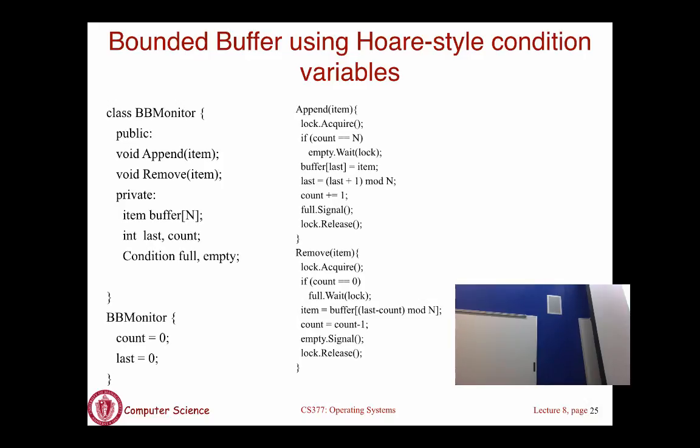And then once you've done that, you do a full.signal, which says if a consumer is asleep waiting for a data item, this thread just produced one. So you signal a consumer. You do a signal of a different condition variable. That was an empty.wait up there; here you do a full.signal. So you are basically playing around with 2 condition variables, signaling threads. The consumer will do the opposite.